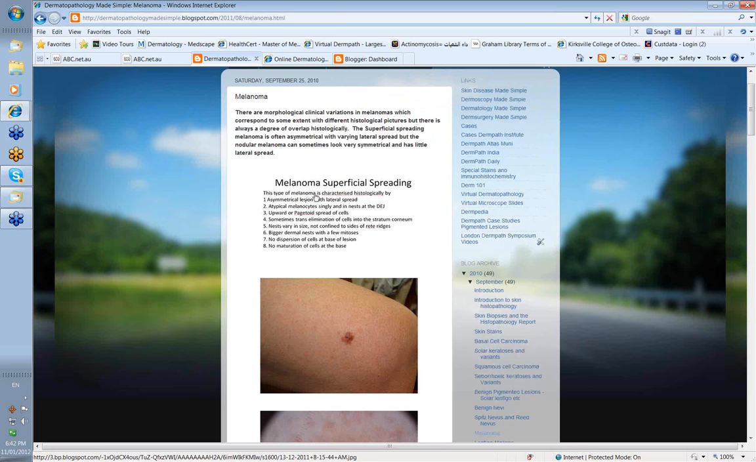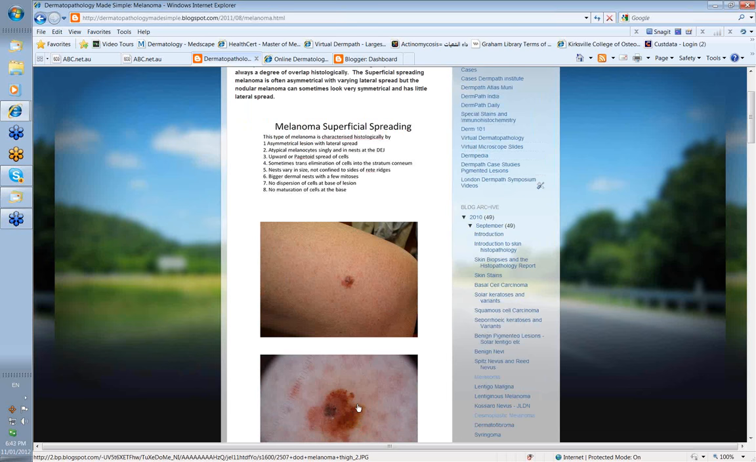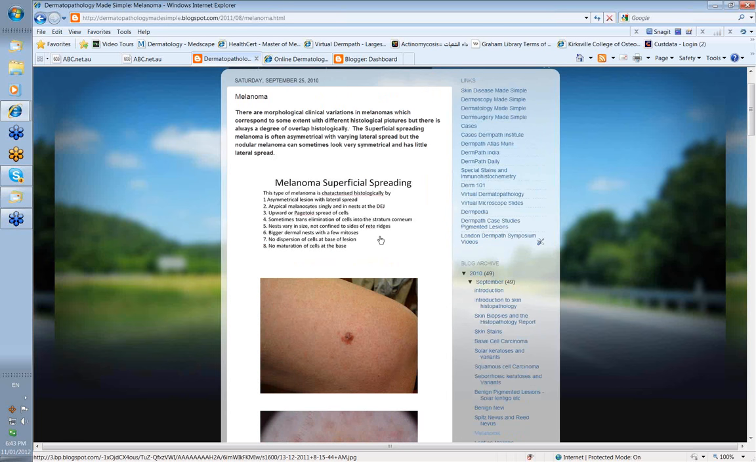So first of all, what are the major histological features you're going to be looking for in a superficial spreading melanoma? Well, we said the asymmetrical lesion with lateral spread. It'll extend out to the edges. And it's the nests at the edges that give rise to some of the peripheral dots that you may see in the dermatoscopy, or pseudopods for that matter. You'll often see atypical melanocytes in a superficial spreading melanoma, either singly at the dermoepidermal junction, sometimes in a sort of lentiginous spread, or in nests.